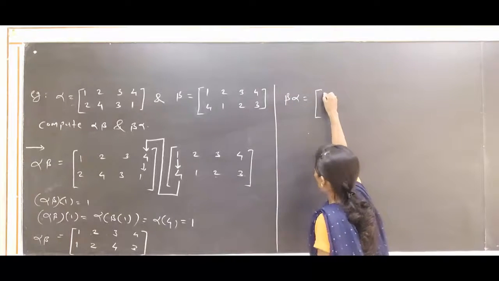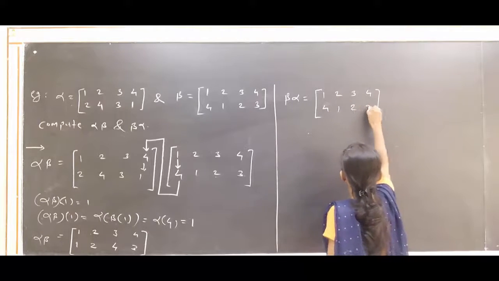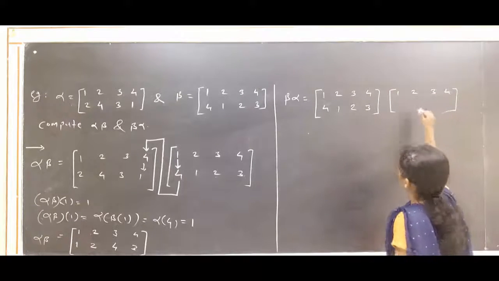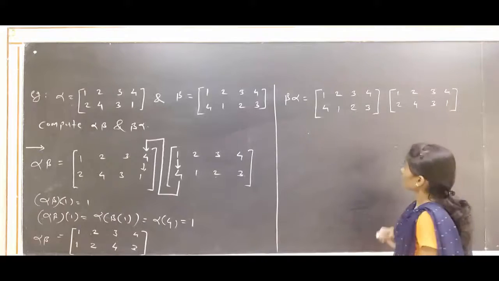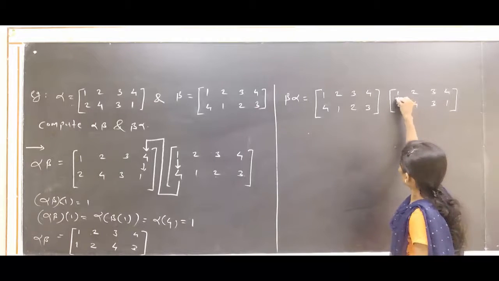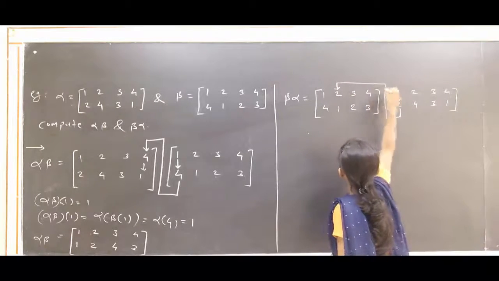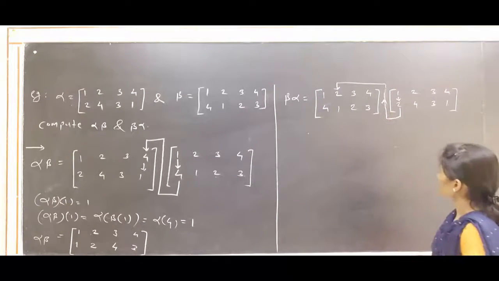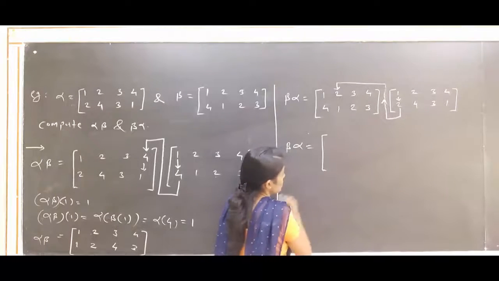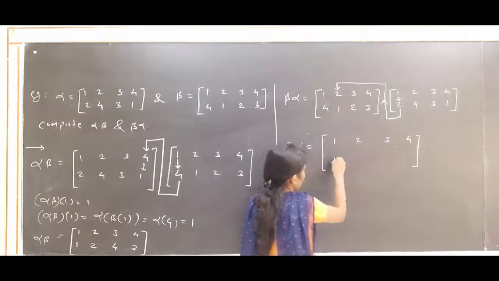So write down first beta: 1, 2, 3, 4, then 4, 1, 2, 3, and alpha. Now in a similar manner, from right to left, top to bottom. So here 1 maps to 2 and 2 maps to 1. So 1 maps to 1 here. So we get beta alpha equals to, 1 maps to 2, 2 maps to 1.